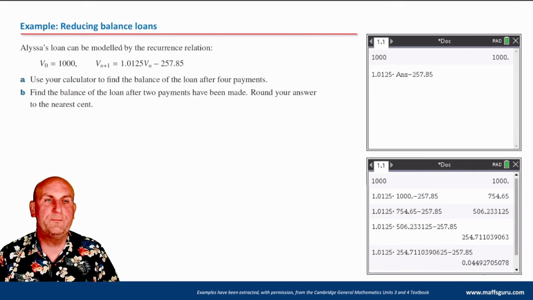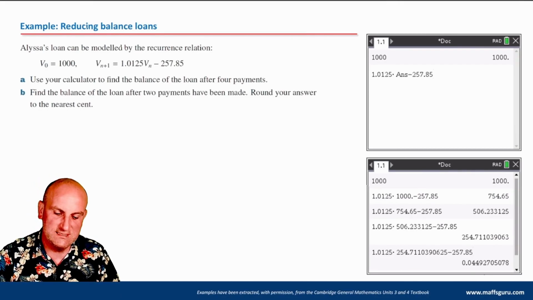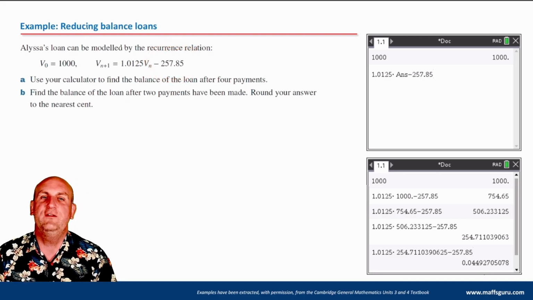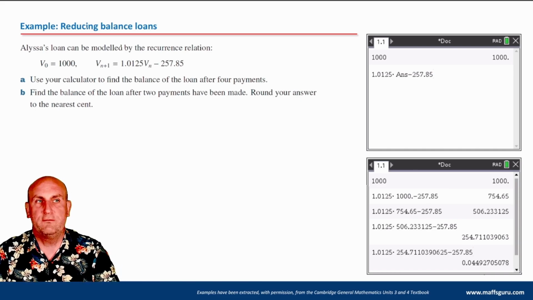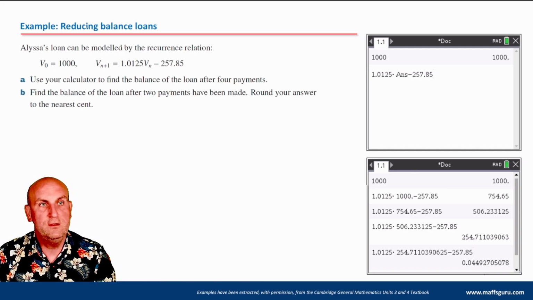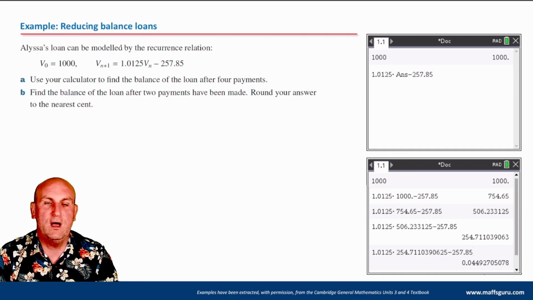Alyssa's loan can be modelled by the recurrence relation. And when I taught this earlier today, I was like, hold on a moment, that was the value they gave, but they obviously changed the context. So Alyssa's loan can be modelled by the recurrence relation. Use your calculator to find the balance of the loan after 4 payments.